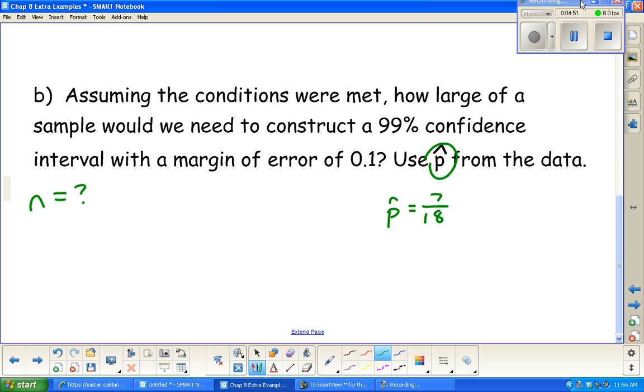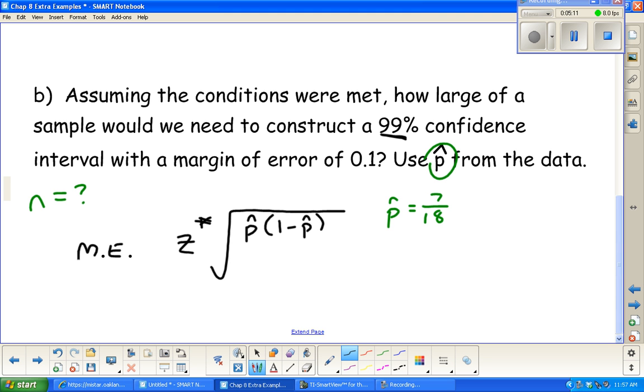Okay, so we just have to remember, with confidence intervals for proportions, the margin of error is all the stuff after the plus or minus. In this case, it's going to be some z star, which we'll talk about, that comes from the confidence level, times the standard deviation, which is the square root of p hat times 1 minus p hat all over n.